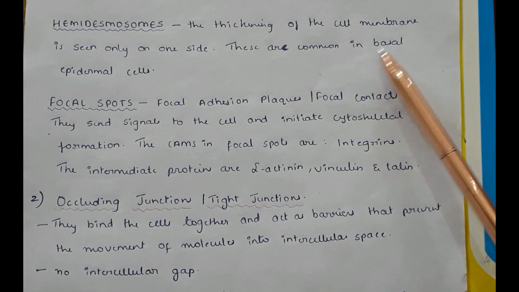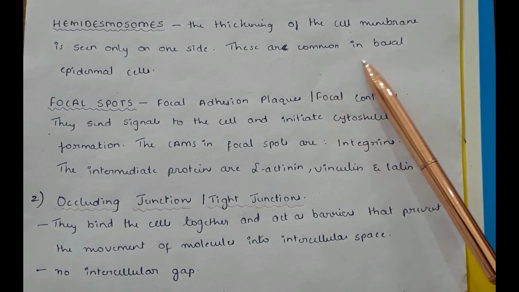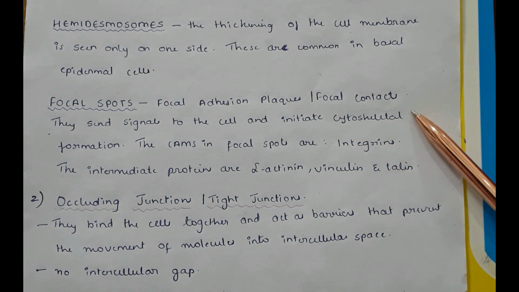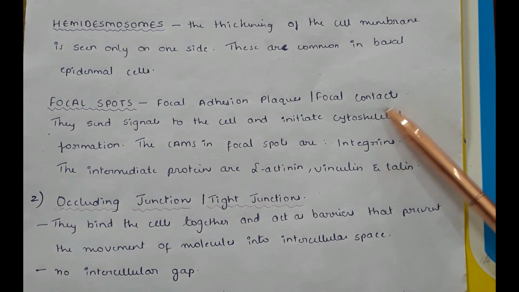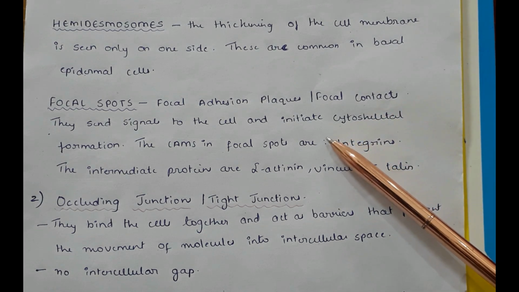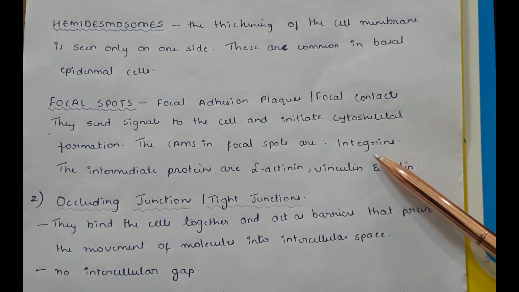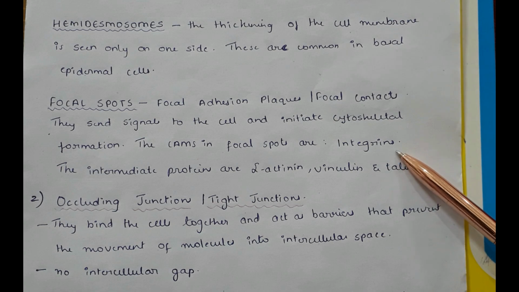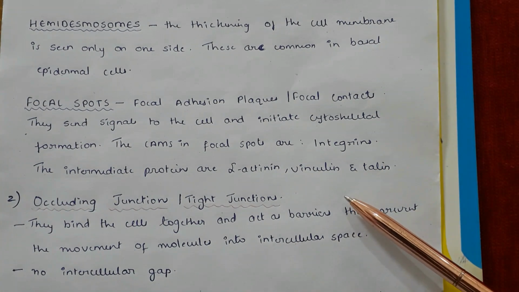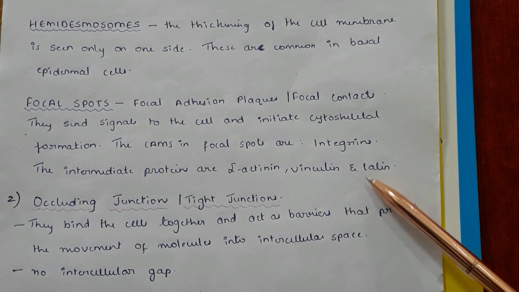Hemidesmosomes. The thickening of the cell membrane is seen only on one side and these are common in basal epidermal cells. Focal spots, also called focal adhesion plugs or focal contacts. They send signals to the cell and initiate cytoskeletal formation. The CAMs in focal spots are integrins. The intermediate proteins are alpha-actinin, vinculin and talin.